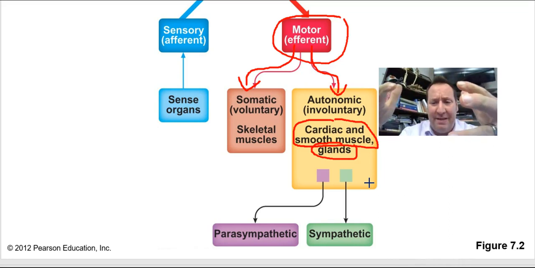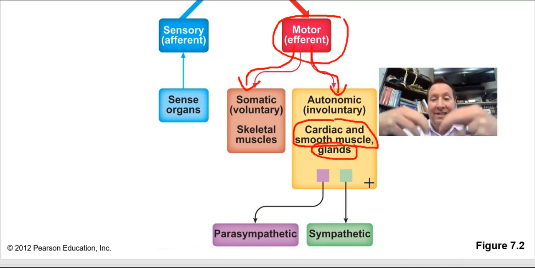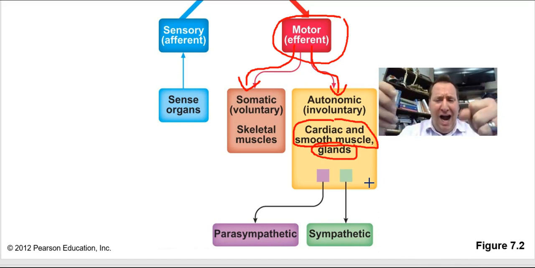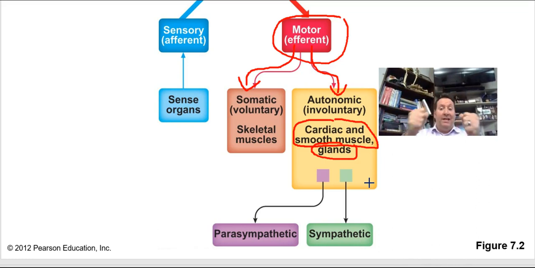Whereas your parasympathetic is kind of like rest and digest. Hey, let's slow things down. Let's really not go all out. Let's rest, let's take a break and let's digest some things. So your sympathetic is always like, hey, let's do this.